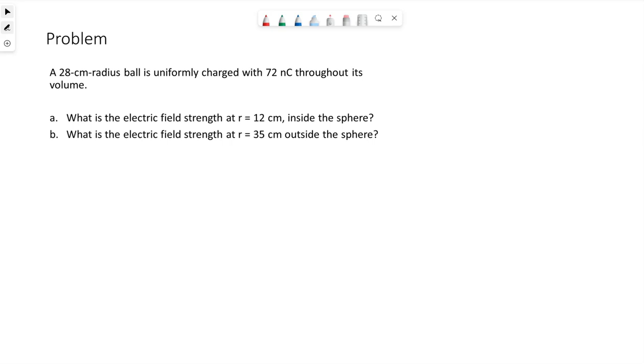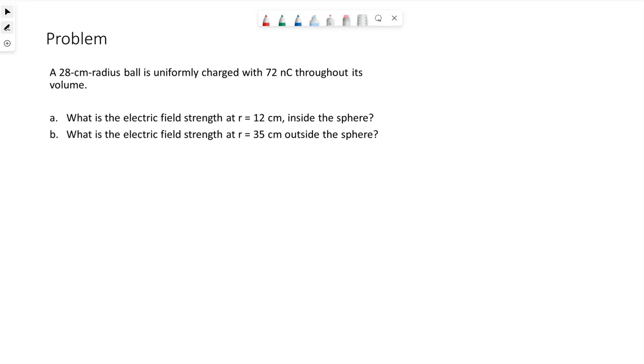We have an example problem here. A 28 centimeter radius ball is uniformly charged with 72 nanocoulombs throughout its volume. Two parts. A, what is the electric field strength at R equals 12 centimeters inside the sphere? B, what is the electric field strength at R equals 35 centimeters, which is outside the sphere?